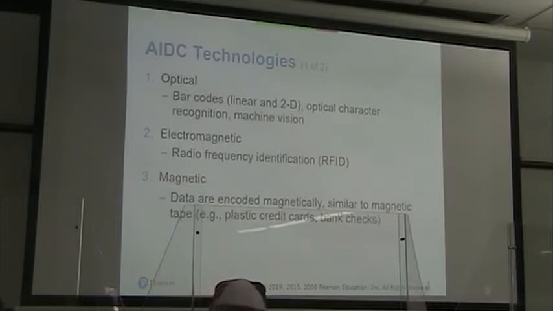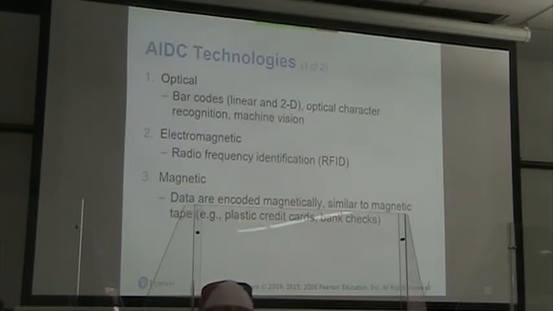All right, so what kind of technologies do we have? Well, the first is optical, where we have barcodes. Those can be linear barcodes, such as a UPC code, or 2D, where we have stacked barcodes. We have optical character recognition, where machines can actually read alphanumeric characters and translate those, and machine vision.